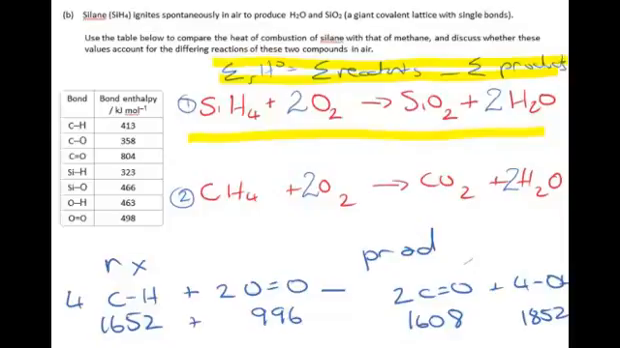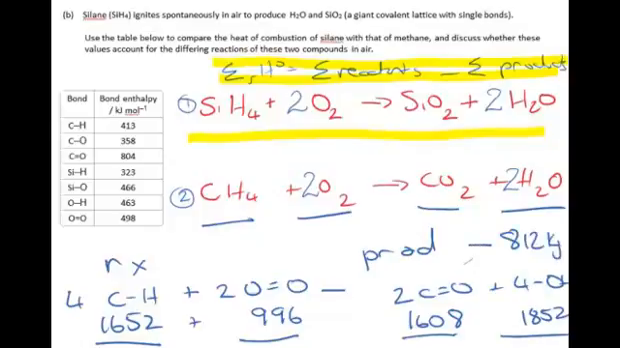Okay, so if we look at the methane combustion one, that's a little bit more straightforward. The structure's more familiar to you. If you write out the reaction, often it's also a good idea to write out the structural formula to make sure you don't miss a bond and you don't mistake a single bond for a double bond or something like that. But if we add those up, we've got the reactants 1652 plus 996, subtract 1608 and 1852. We'll end up with overall minus 812 kilojoules per mole. And as these are both negative values, that means they're likely to be both favourable reactions.